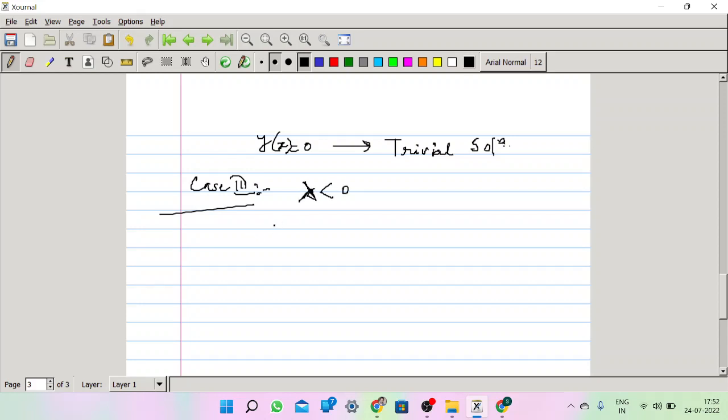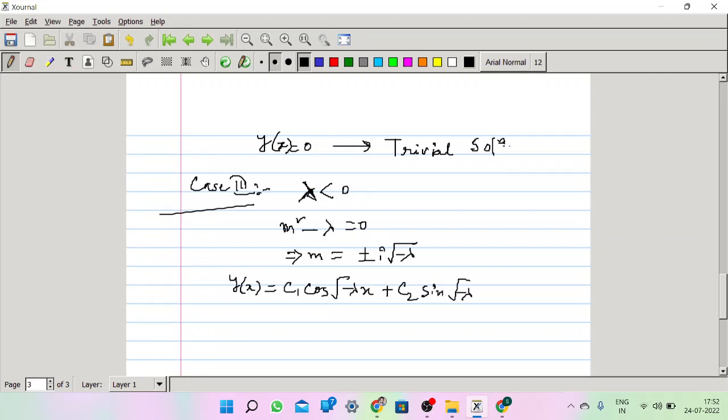So in that case my auxiliary equation is m square minus lambda equal to 0. Again, since lambda is negative, m becomes plus minus i root over minus lambda. So in that case, since complex roots are coming, that is purely imaginary roots, I get the solution as y(x) equal to c1 cos root over minus lambda x plus c2 sin root over minus lambda x.